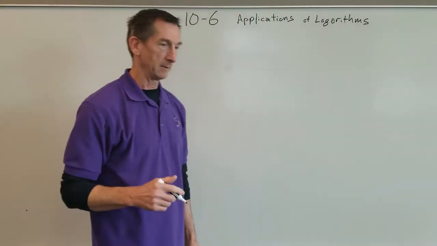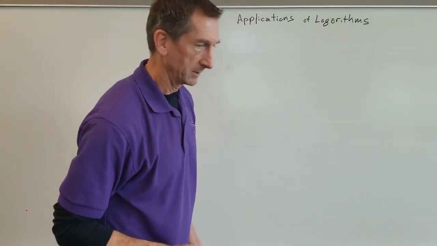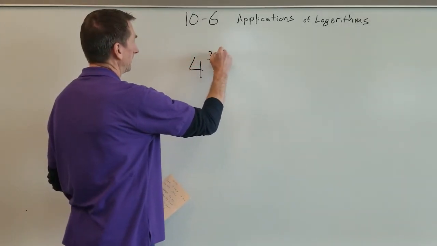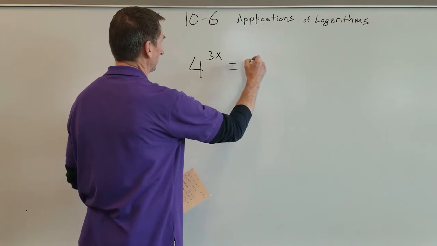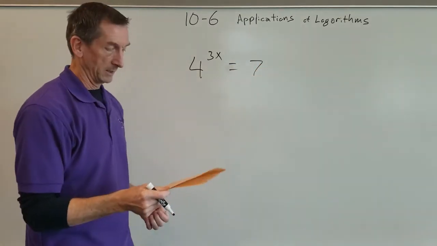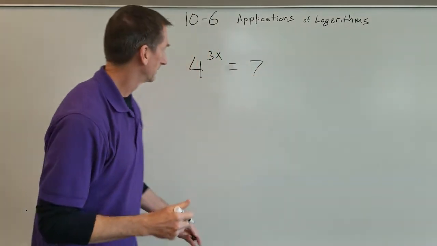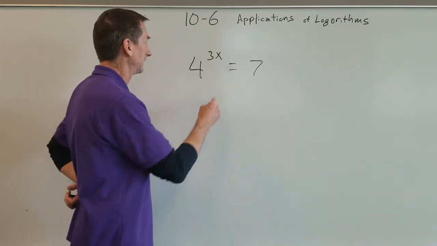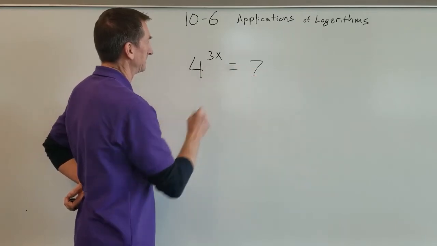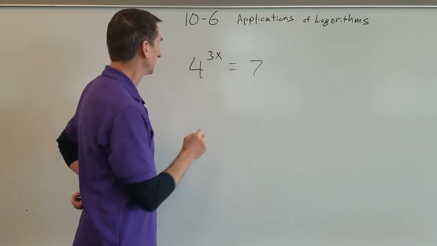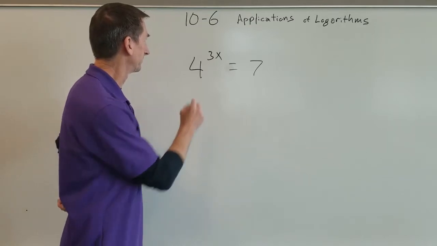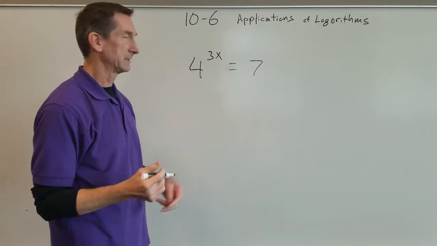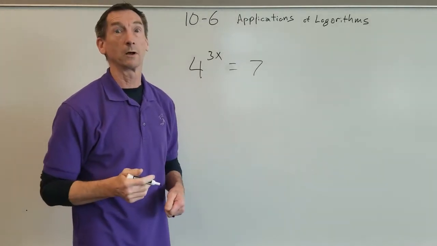Okay, so now let's do some fun with logs. Let's look at something such as 4 to the 3x is equal to 7. Okay, so trying to solve this thing, I really don't have any tools for doing it per se, because I can't find a common base here between the 4 and the 7. So I'm trying to figure out what power to raise 4 to 3x that it's going to equal 7. Okay, so the easy way to solve this is with logarithms.